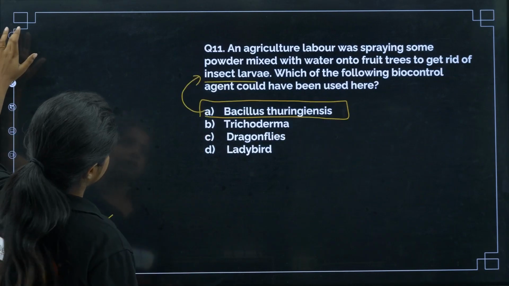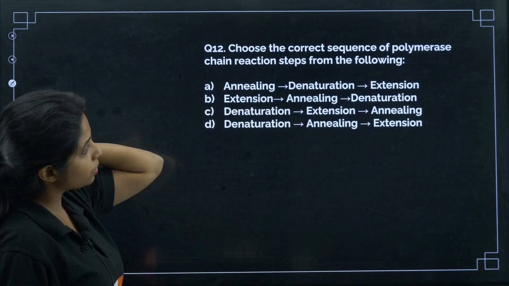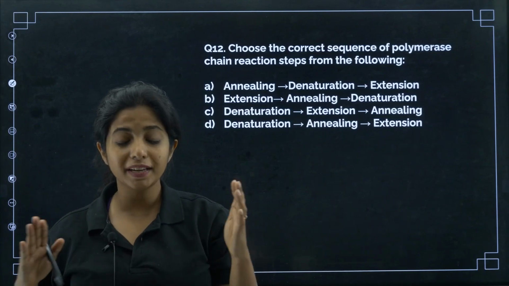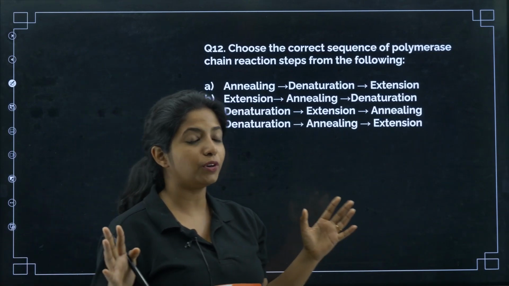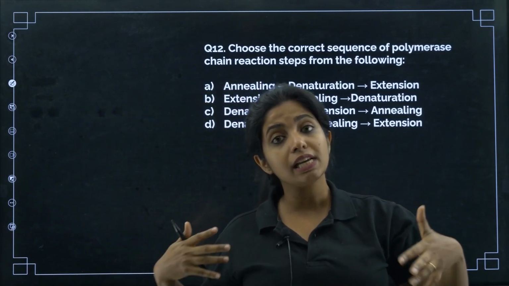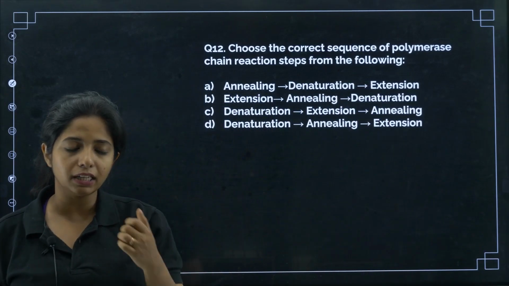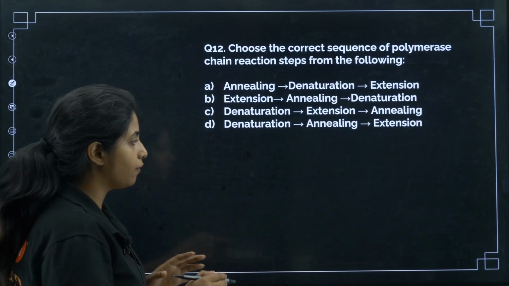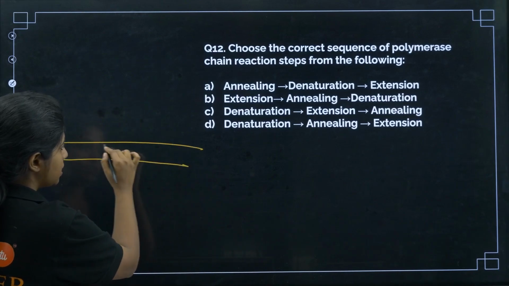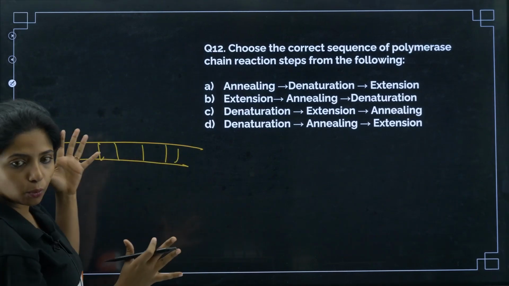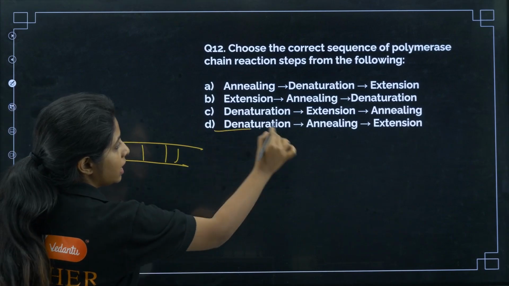Cool? Yes. Next, choose the correct sequence of polymerase chain reaction steps from the following. Polymerase chain reaction, their only motive is to what? Amplify or increase the number of DNA, or replicate the DNA, right? So for that, first thing that you have to do is, suppose this is a DNA. This DNA would be bound to each other. Now this, you have to break it open, right? So this process is known as denaturation.